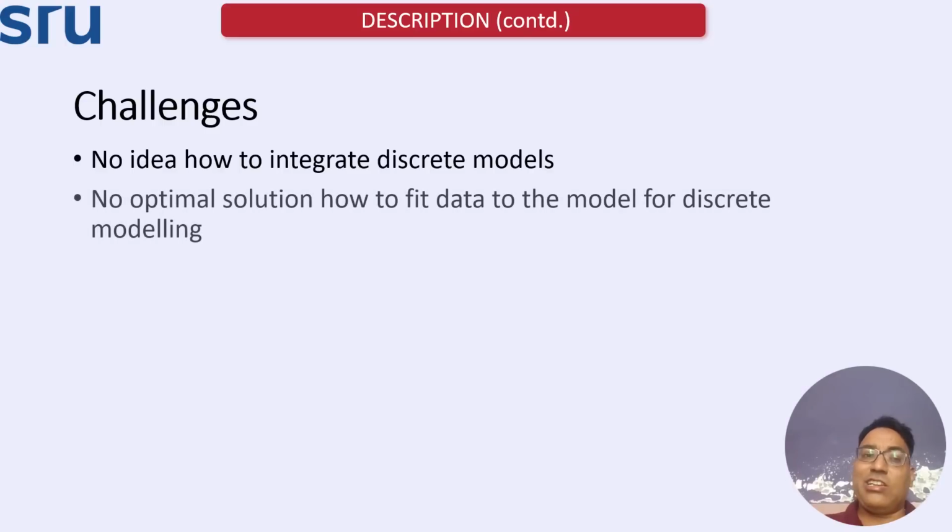And it has got several challenges. We have no idea how to integrate discrete models. Every protein has got its own model. The moment I take some database, it has got its own result, and the moment I integrate them together, some new result turns up. So I am facing difficulty in how to integrate that together, or which part is more crucial for me. Okay, no optimal solutions work out. How to fit the data to the model for discrete modeling.